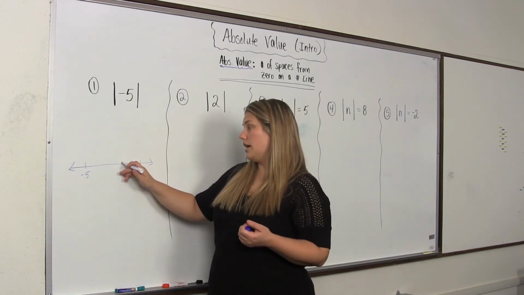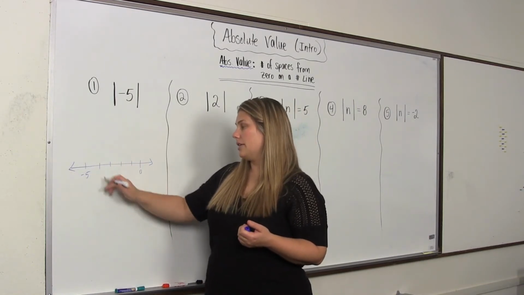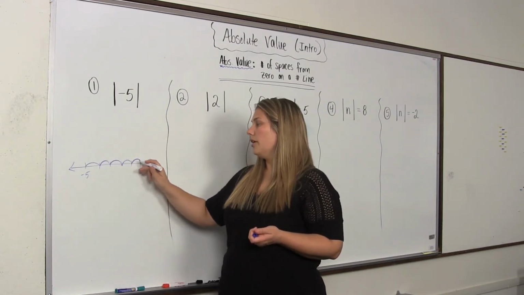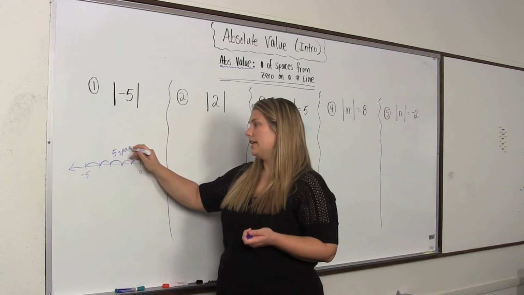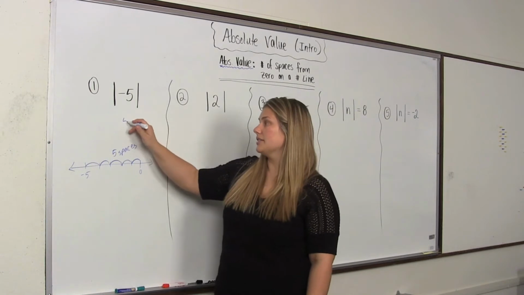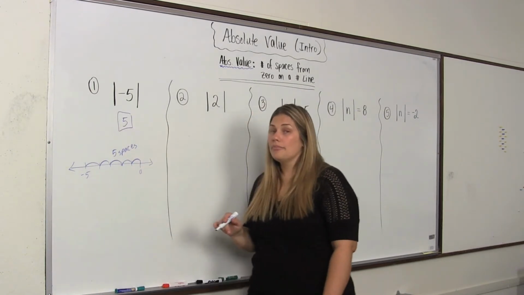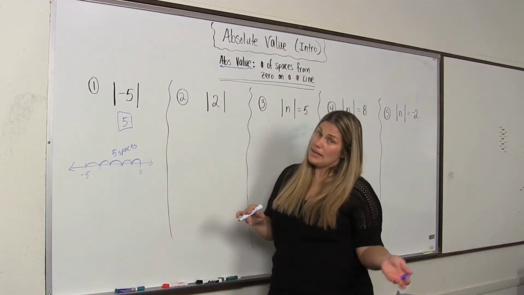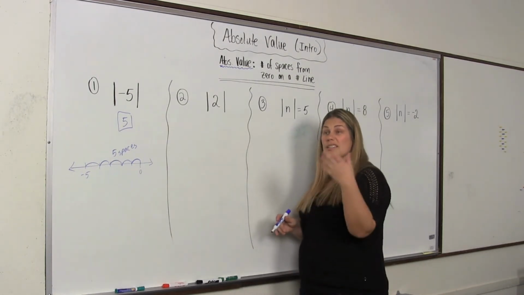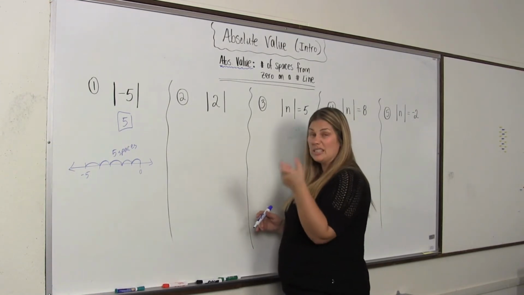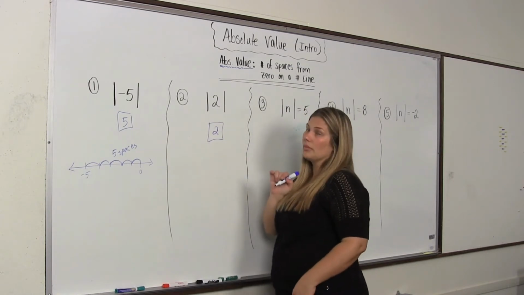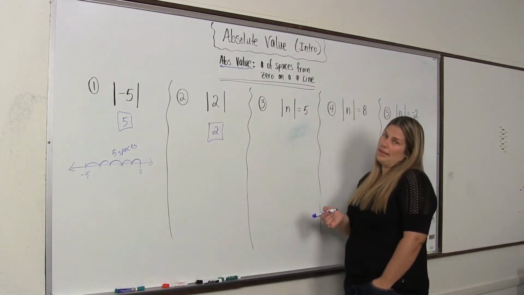Well, from 0, I have -1, -2, -3, -4, -5. So I have 1, 2, 3, 4, 5 spaces. So when they ask me what's the absolute value of -5, the answer is 5, because -5 is 5 spaces away from 0. So the absolute value of 2, well, to get from 0 to 2, how many spaces are in between, would just be 2. So then it gets a little trickier.